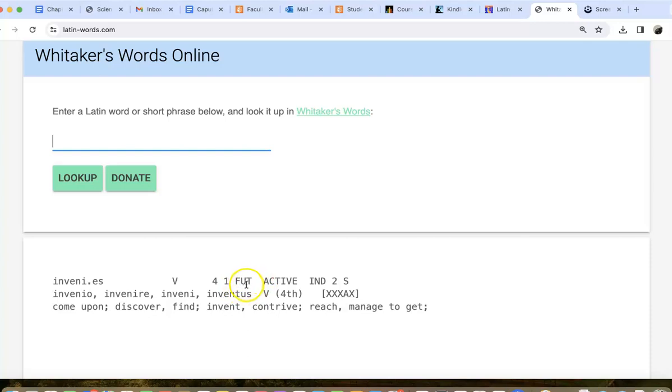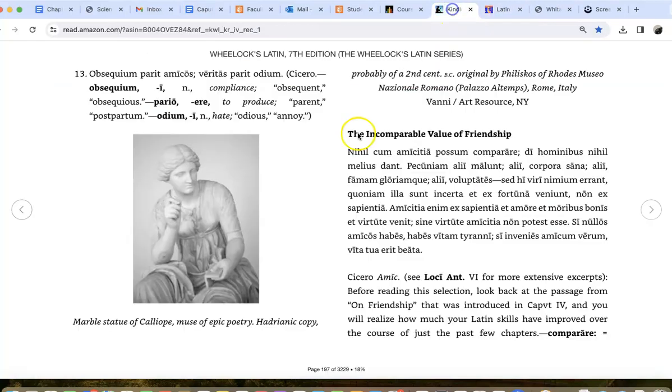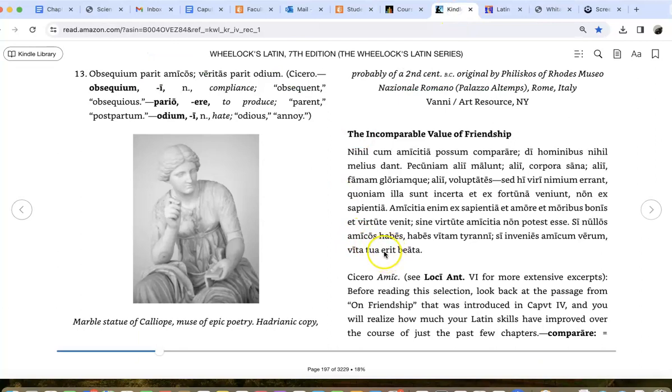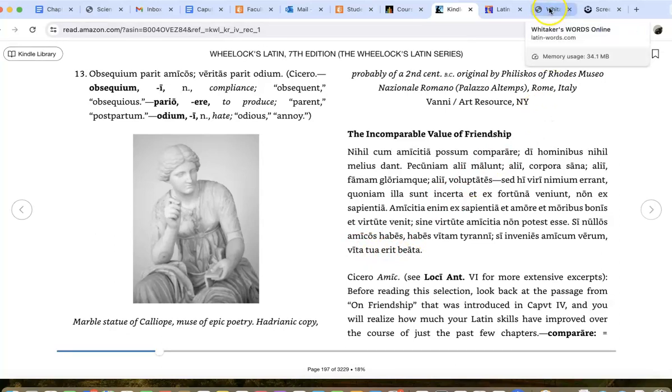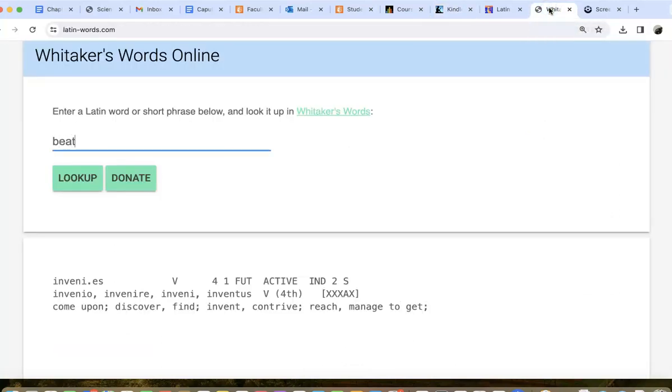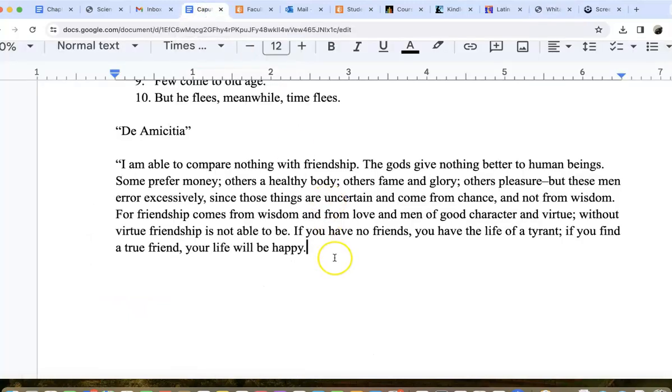Here they have the future. If you want to say if you will find a true friend, but if already indicates future in English grammar. So if you find a true friend, your life will be happy. Erit is the irregular form of to be of future. So your life will be happy. Interestingly enough, beata could mean happy. It could mean blessed. But I think in Cicero's context, it's less religious or Christian and more Roman. So we're going to say happy in that sense.